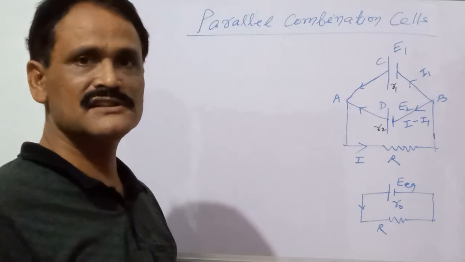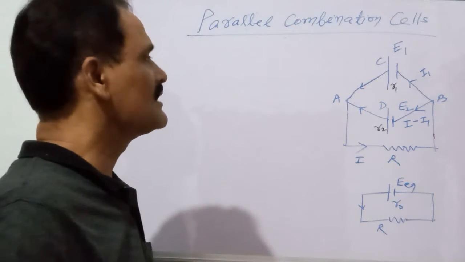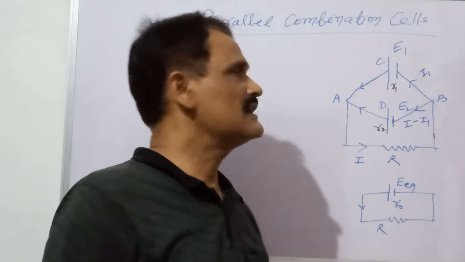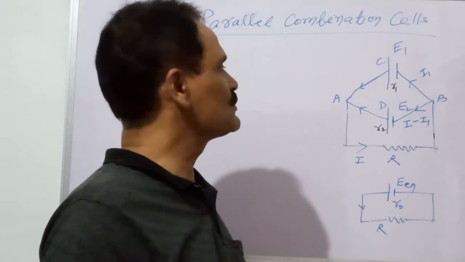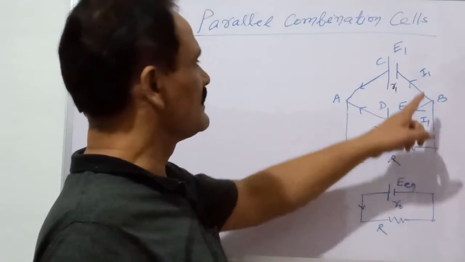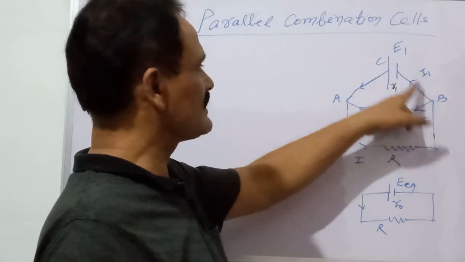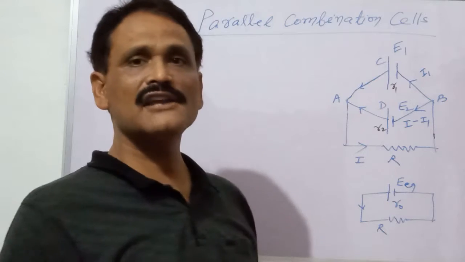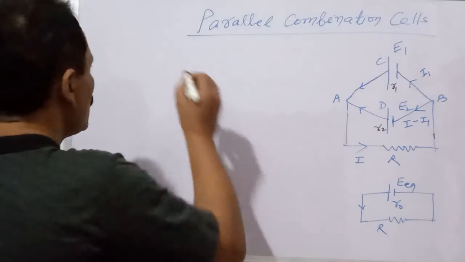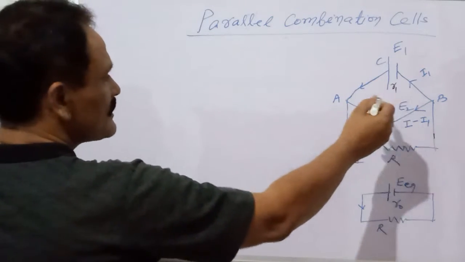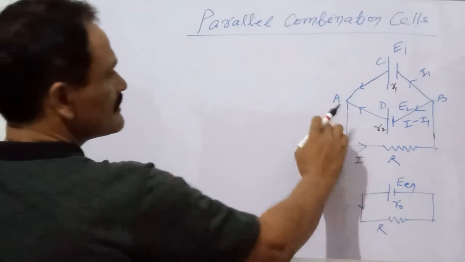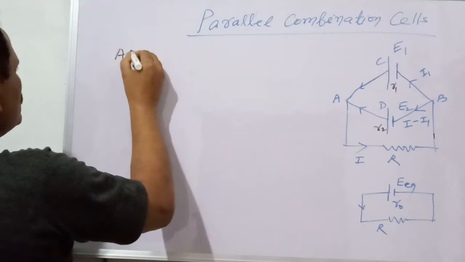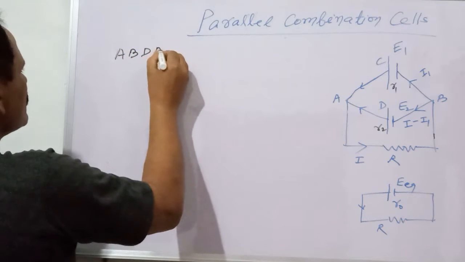Since current is steady, the rate of charge coming at this point is the same as the rate of charge outgoing from this point, and hence the current in this arm is I1, then the current in this arm is I minus I1.